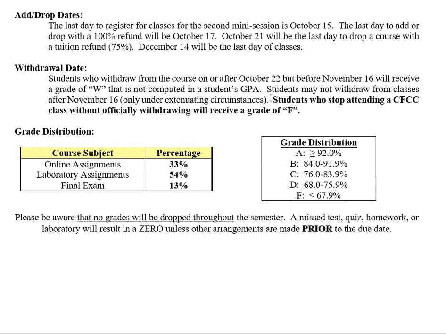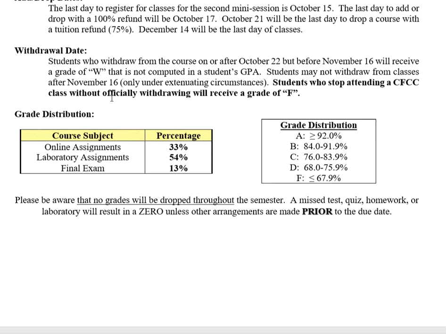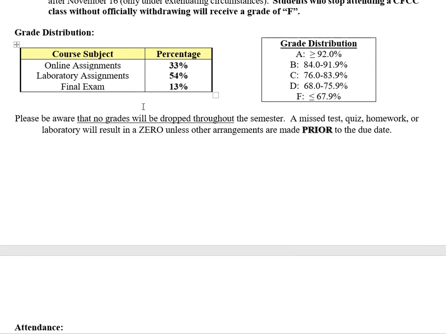If you think that you're not going to do well in the course and you don't want an F, take a look at the withdraw date. That will give you a W instead of an F, which looks a little bit better on a transcript. The grade distribution is probably not going to change that much. If it does, it will just change like ticking up or ticking down in the percentage, but that's about it.